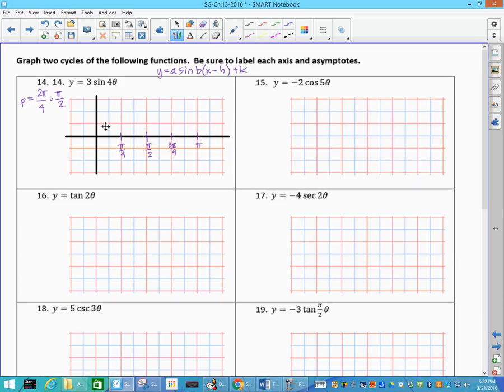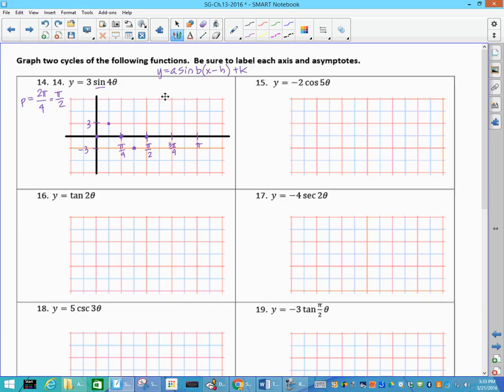But my period is just between 0 and pi over 2. So that's where I'm going to do one period to begin with. I know that my sine function starts at a 0, ends at a 0. Halfway between is a 0. Halfway between the first two, I have a max. Well, that means I'm going to make that my max of 3 and negative 3. Halfway between the last two is my min, negative 3.